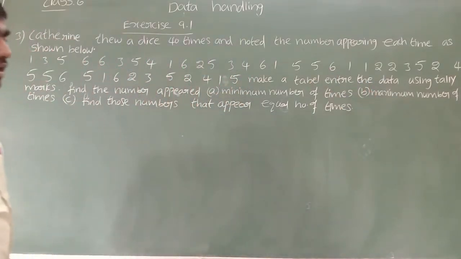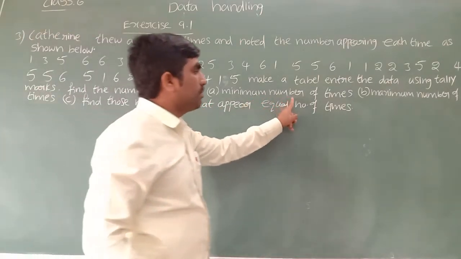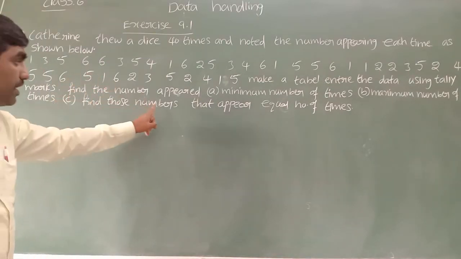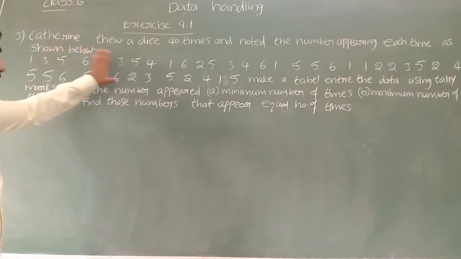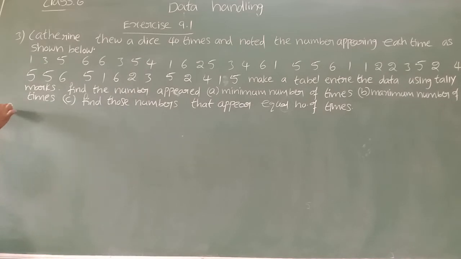You know about tally marks, we discussed just now, right? After that they are asking to find the number that appeared the minimum number of times and the maximum number of times, and also find the numbers that appear an equal number of times. First we try to arrange this in a table by using tally marks. Then after we will answer this A, B, C. See the solution. This is all the numbers. First heading we can take here: number.